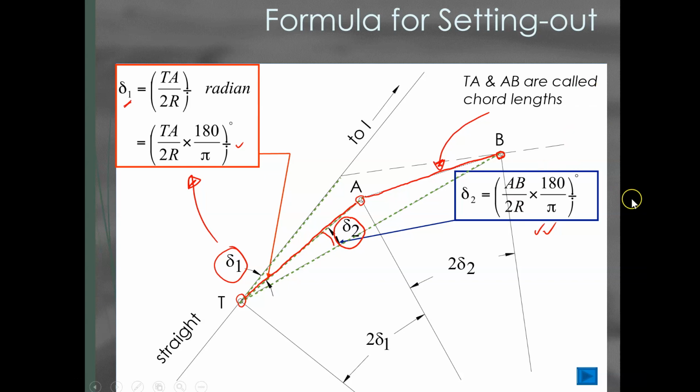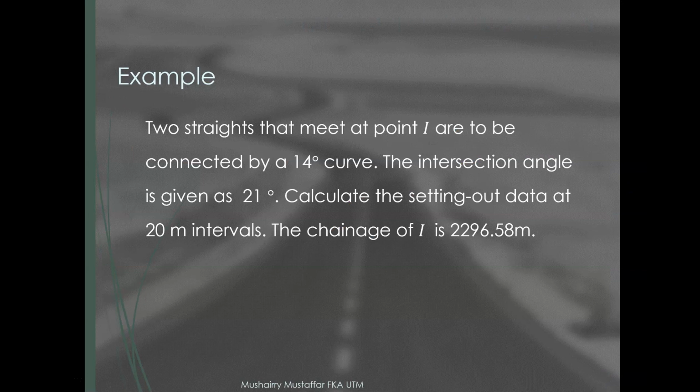Now when we're done, that'll be the curve that will be fitting in, going through the points that we have set out in the ground. Okay, let's do one example now. Two straights meet at point I with an intersection angle, and are to be connected by a 14-degree curve. The intersection angle is given as 21 degrees. Calculate the setting out data at 20-meter intervals.